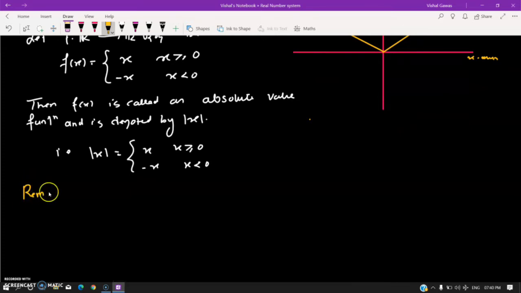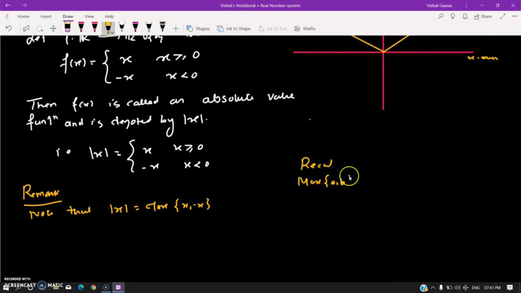Remark: note that modulus of x is the same as maximum of x comma negative x. Okay. So recall, the maximum of any two numbers a and b is the biggest number between a and b, so it will be bigger than or equal to a, and at the same time, the maximum of a comma b would be bigger than or equal to b. So you need to recall this.